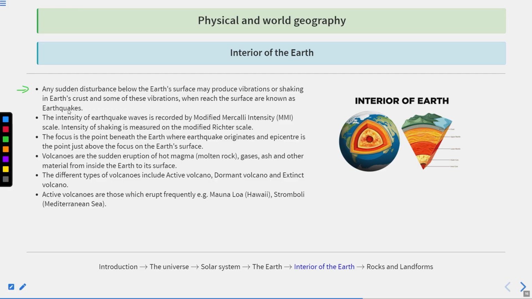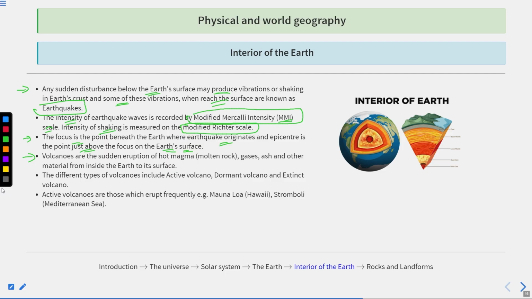Any sudden disturbance below the Earth's surface may produce vibration or shaking in the Earth's crust, and some of these vibrations, when they reach the surface, are known as earthquakes. If we talk about the intensity of earthquake waves, this could be recorded by the Modified Mercalli Intensity (MMI) scale. Intensity of shaking could be measured on the modified Richter scale. Remember this: the focus is the point beneath the Earth where the earthquake originates, and the epicenter is the point just above the focus on the Earth's surface.